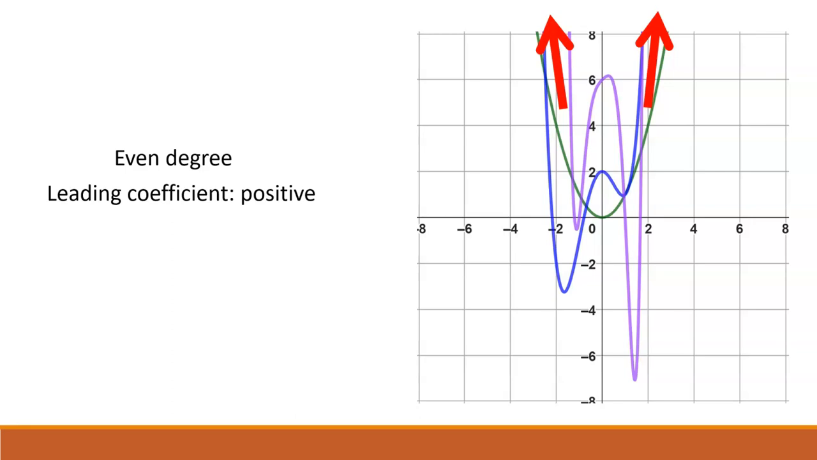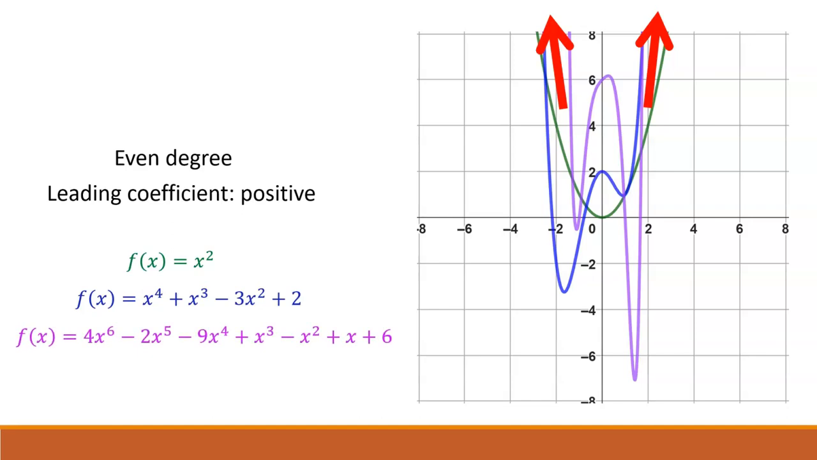The equations of the functions confirm what we just predicted. The green function is the parabola f of x equals x squared. It's a second degree function and its leading coefficient is positive 1. The blue function is this fourth degree function. It's an even degree of 4 and the leading coefficient is positive 1. And the purple function is this one. It's a sixth degree function, so it is also an even degree, and its leading coefficient is a positive 4.